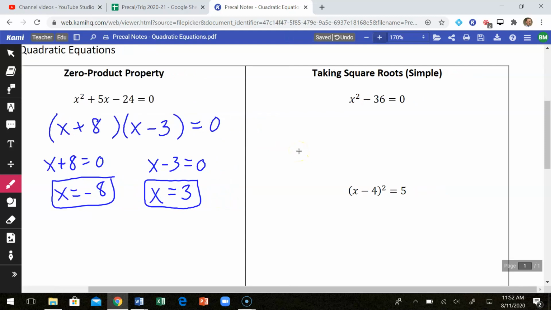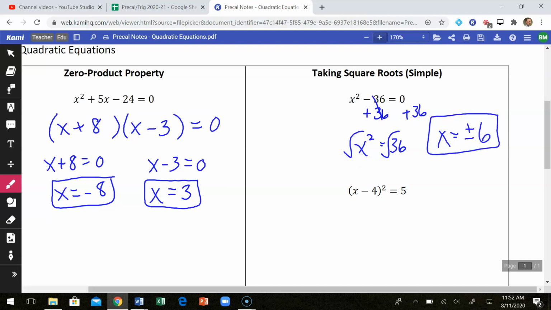The next way to solve quadratic equations is by taking square roots. The only way that you can solve by taking square roots is if your b term is missing. So I don't have this middle term here that just has a linear x to it. I've got the quadratic term. But if that middle term is missing, you can simply move your constant term to the other side of the equation. So we have x squared equals 36, and then we can take the square root, and we would get that x could be positive or negative 6.